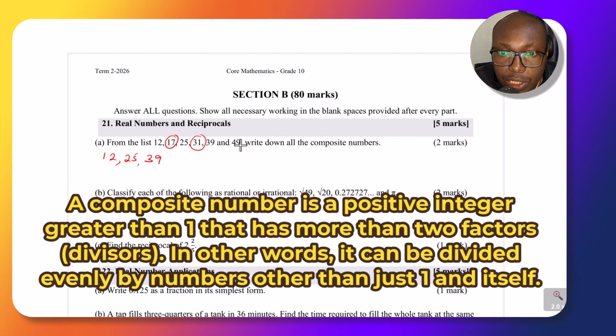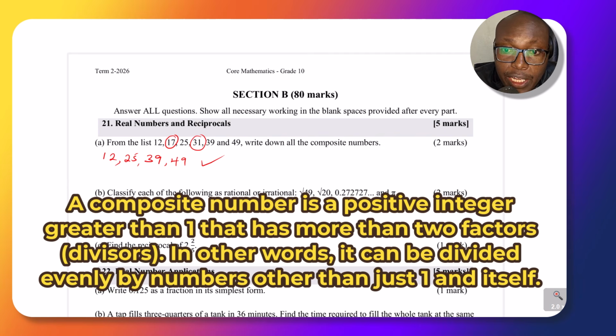Then we have 49. 49 is also a composite number because it can be completely divided by 1, by 49, by 7. So you can see those are many factors. So those are the composite numbers. Part B.